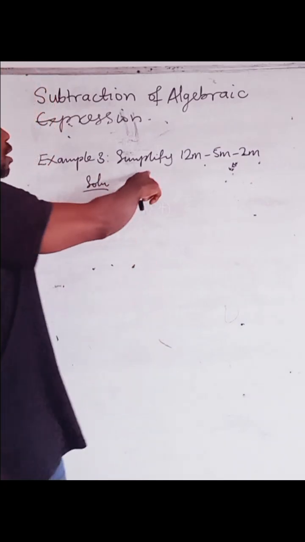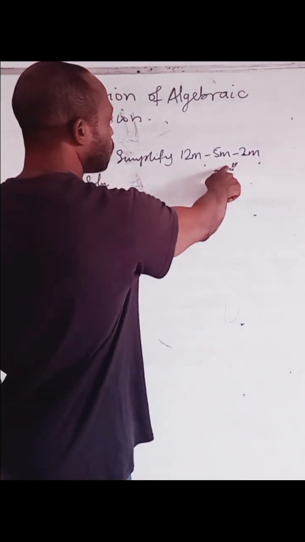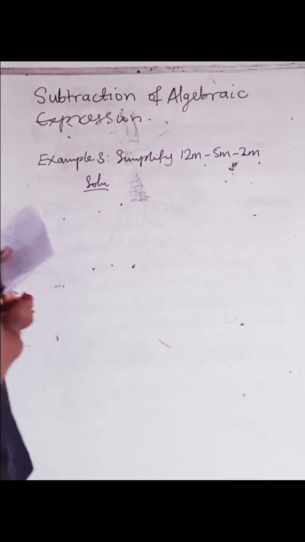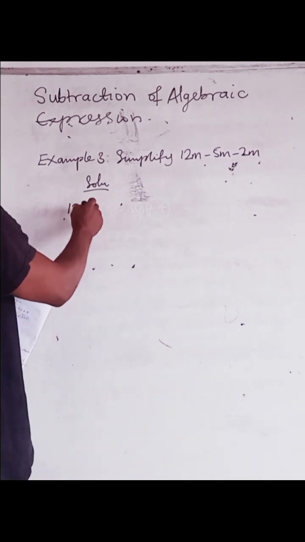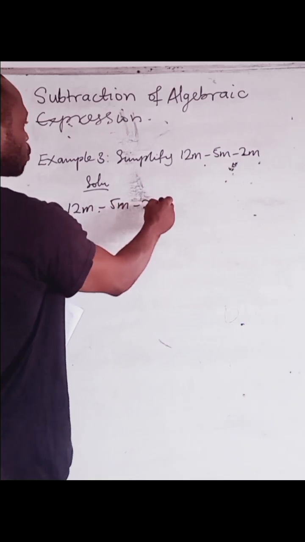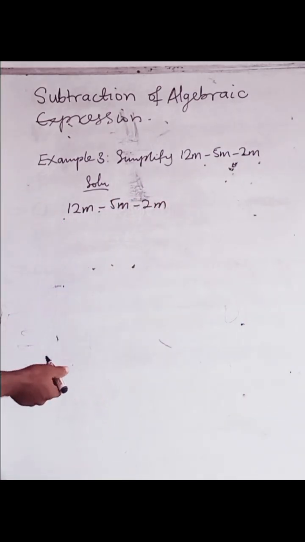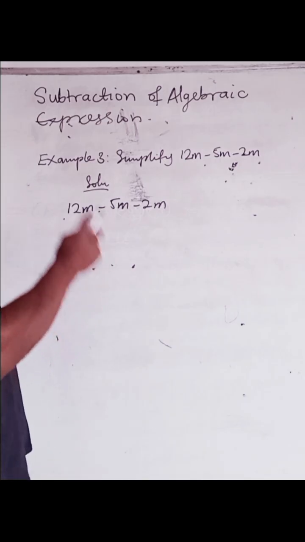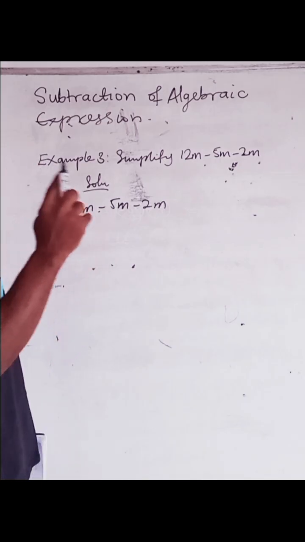Example 3. Simplify 12m minus 5m minus 2m. Solution. 12m minus 5m minus 2m. Now look closely at this expression. I want to quickly point out something.